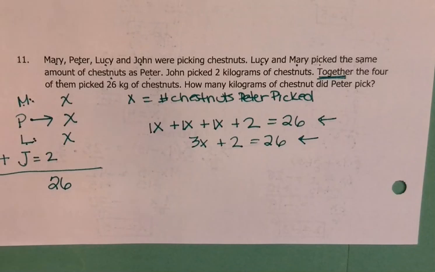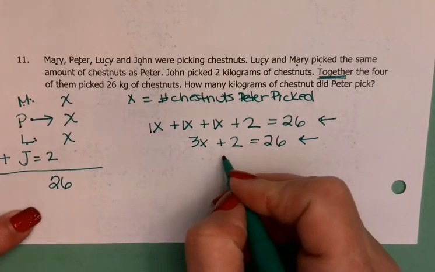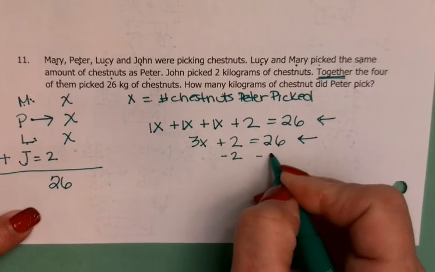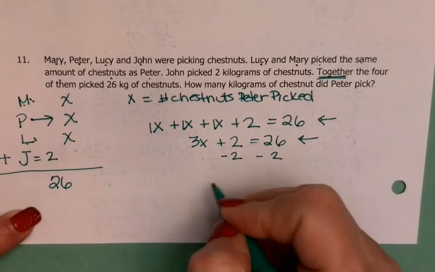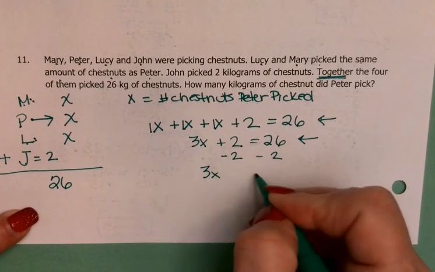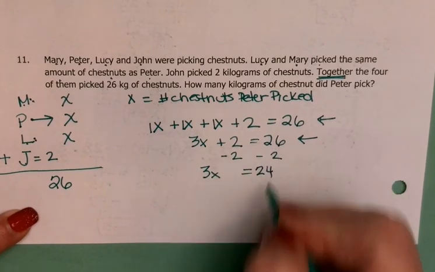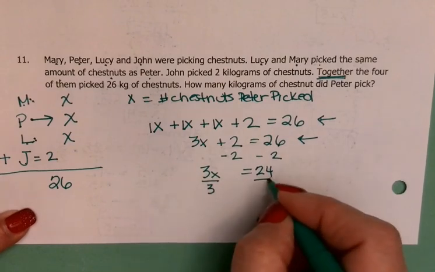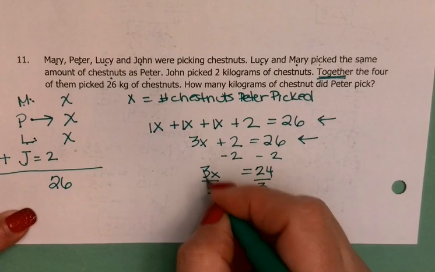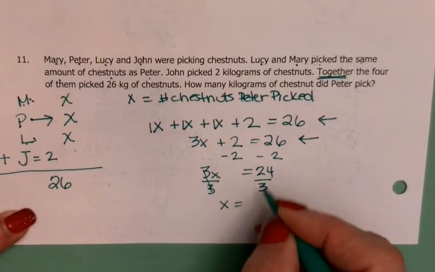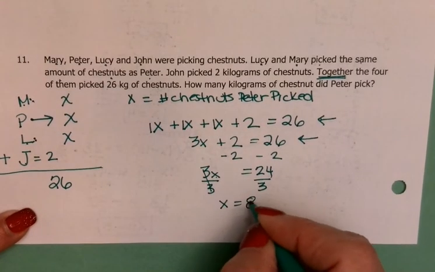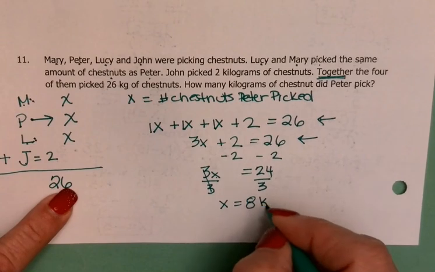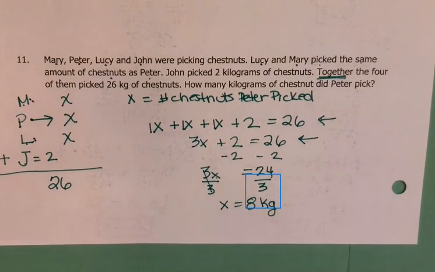You want to do it just for fun? Let's see. We would take away 2 first. We'd get 3 times x is equal to 26 minus 2, which is a 24. And then we would divide both sides by the 3. And we would get x is equal to 24 divided by 3, which is 8. Remember, we were talking about kilograms, so it'd be 8 kilograms.